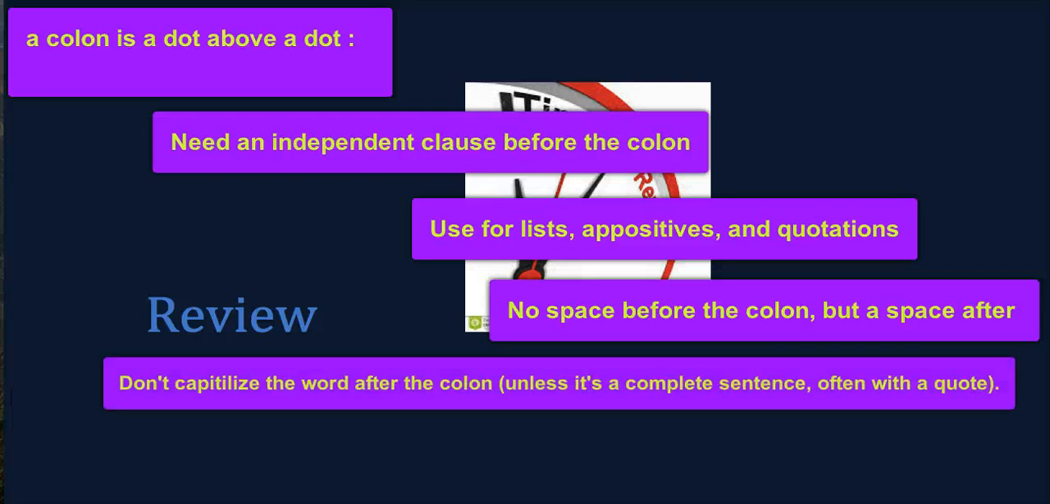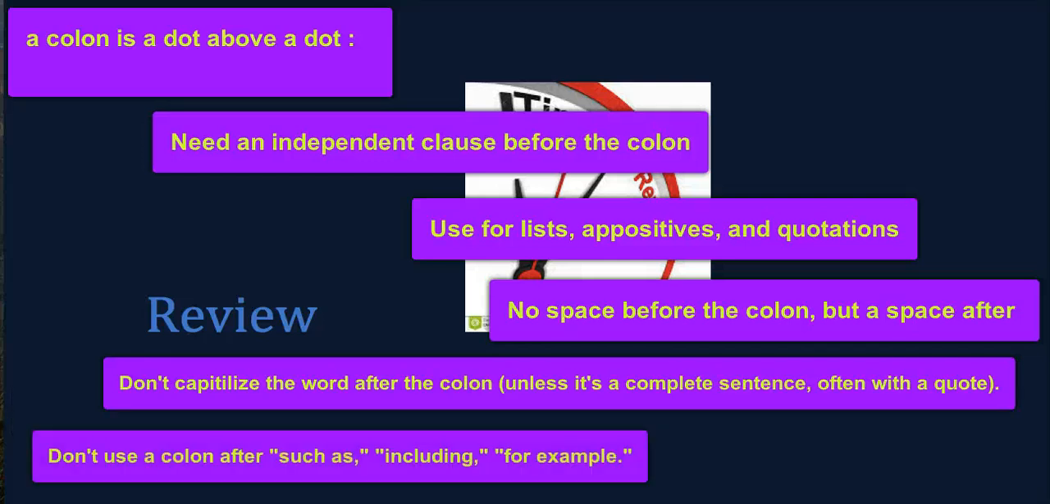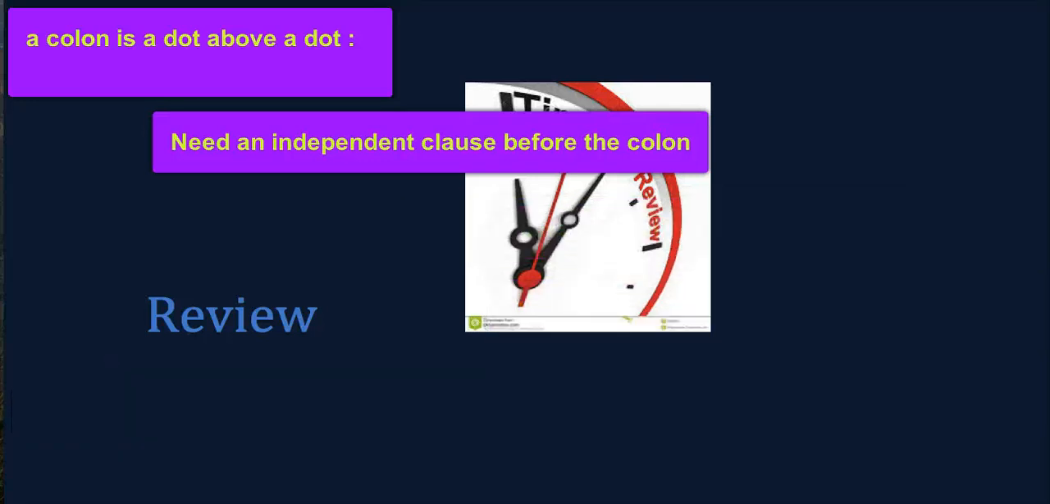Remember that you don't capitalize the word that comes after the colon unless you're starting a sentence, or of course a word like I, a word that is naturally capitalized. And be wary of those times when colons are often improperly used, especially after words like such as, including, for example. In those cases, no punctuation at all, just run right into the list.